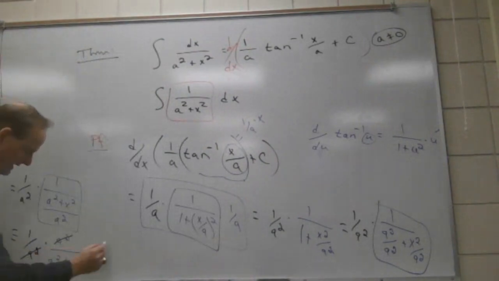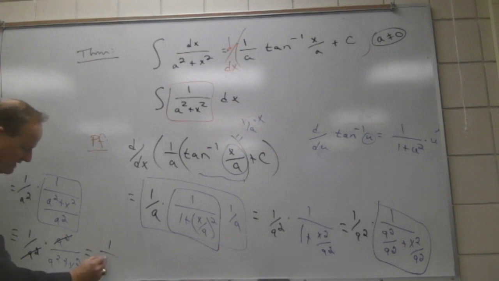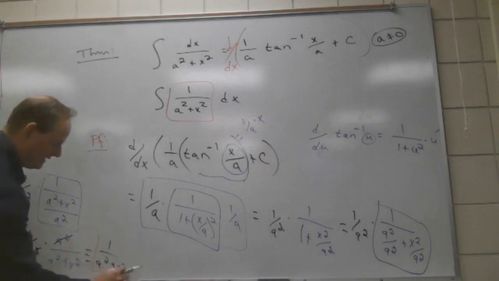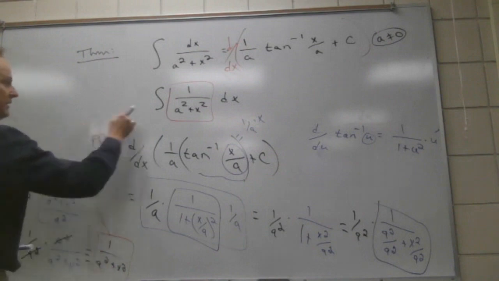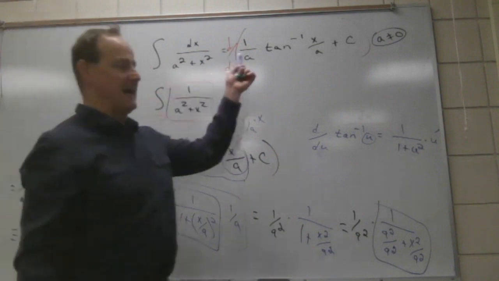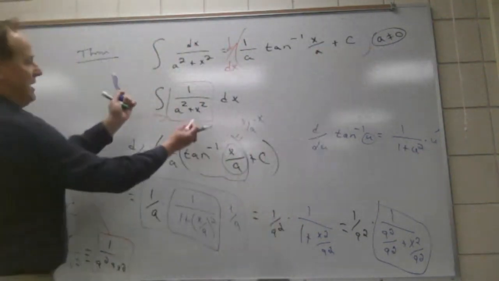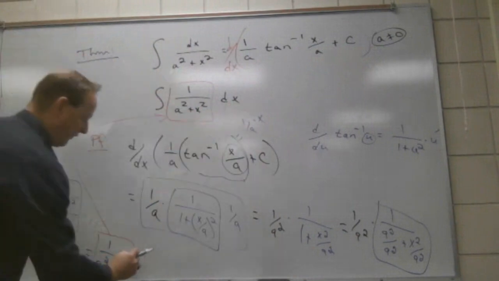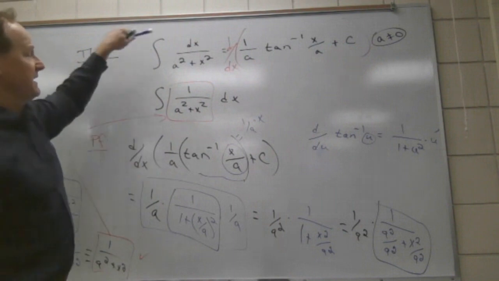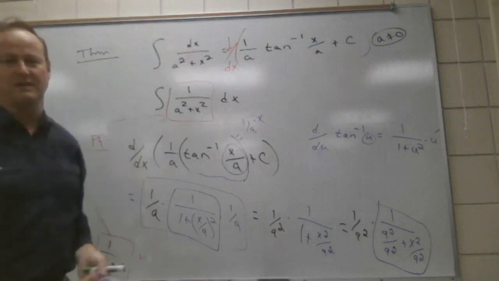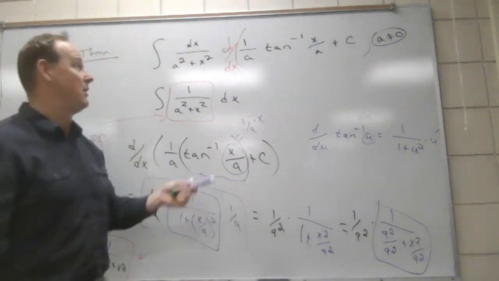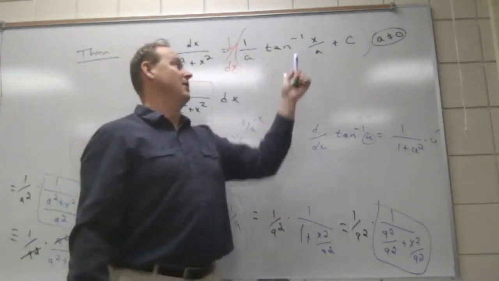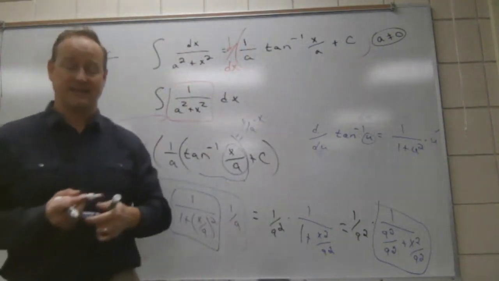So we talked about that back in Calc 1. So anyway, this is equivalent to 1 over a squared plus x squared, which, believe it or not, is what we had in the red up here. So by taking the derivative of the right side, we ended up with what's in between the antiderivative and the dx here. So this is a proof that the integral with respect to x of 1 over a squared plus x squared, as long as a doesn't equal 0, equals 1 over a arctangent of x over a plus c.